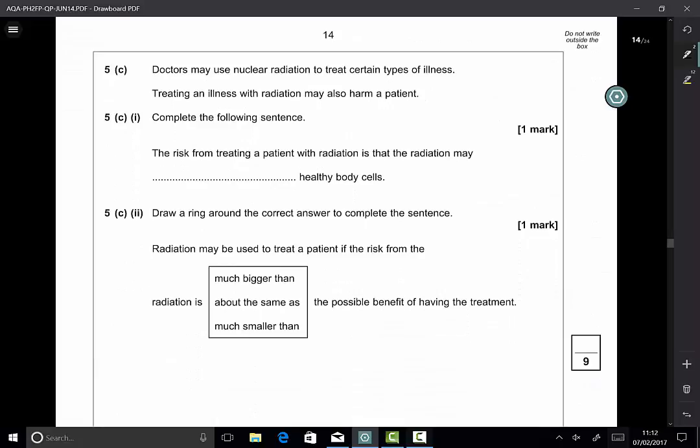Doctors may use nuclear radiation to treat certain types of illness. Treating an illness with radiation may also harm a patient. Okay, the risk from treating a patient with radiation is that the radiation may something healthy body cells. Harm, damage. Let's go with damage.